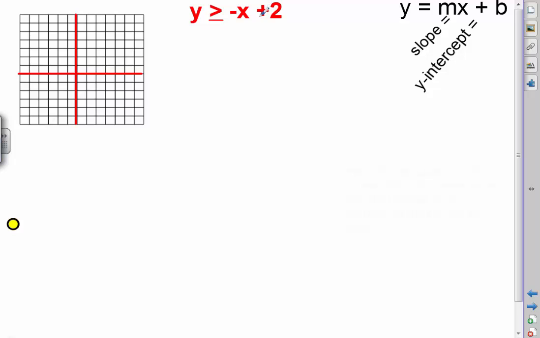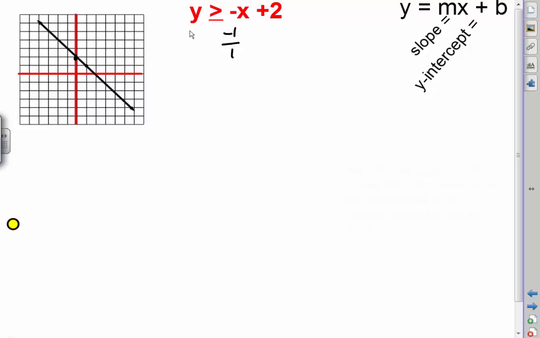Okay, so we've got a y-intercept of +2, so we come over here to the +2 and put our dot. The slope is -1 over 1, so we go down 1 and right 1, and we draw a line. It's a solid line because it says or equal to right here.